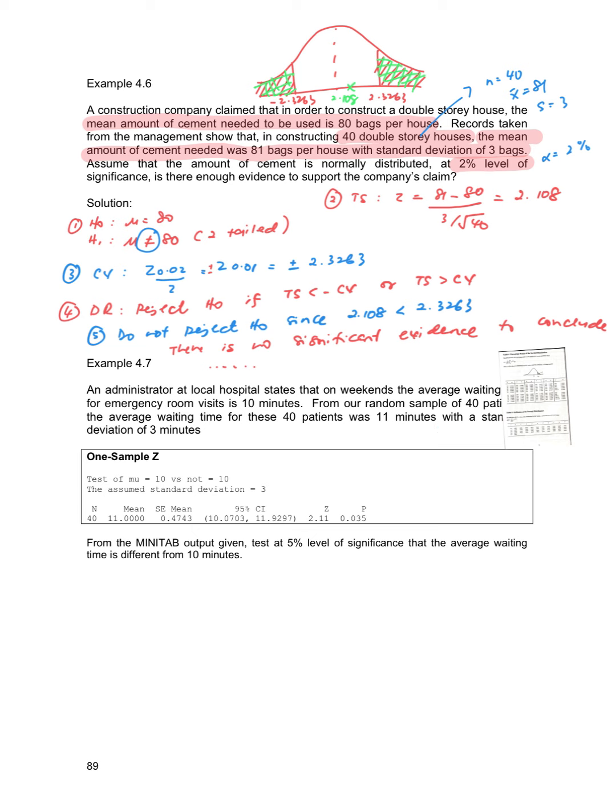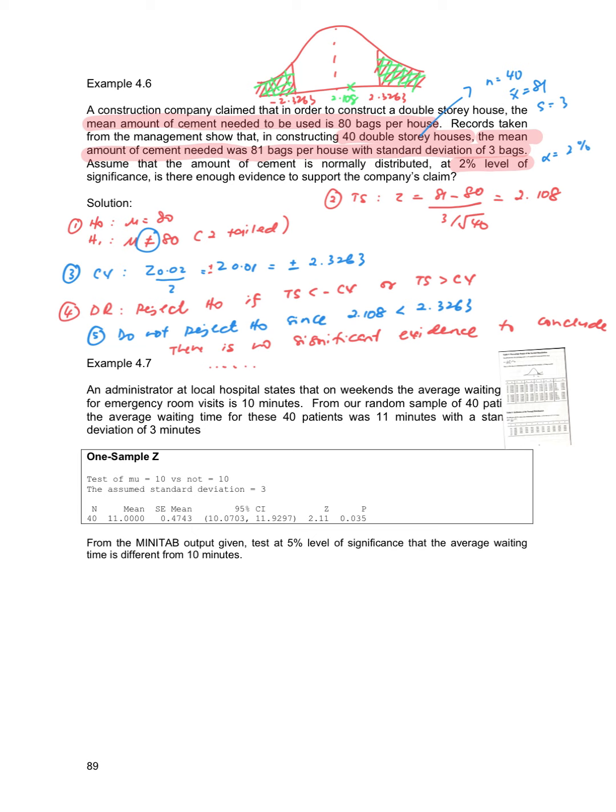So you are given the Minitab output. So look at the output. You can see the value of n here. N equals 40, mean equals 11. Standard error of mean 0.4743. You can get this value by finding the standard deviation. Standard deviation equals 3 divided by square root n, 3 over square root 40.